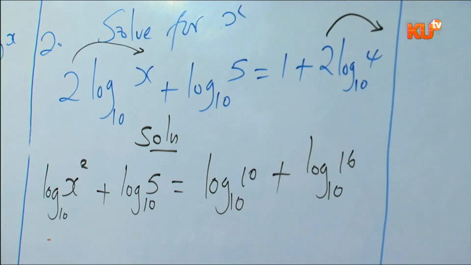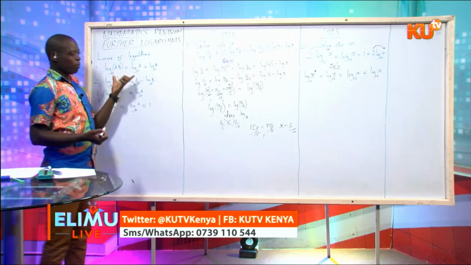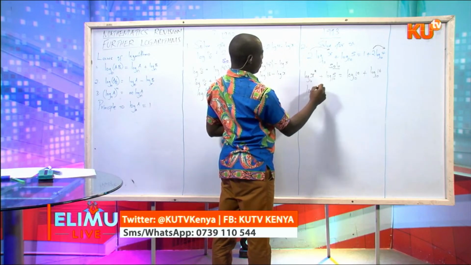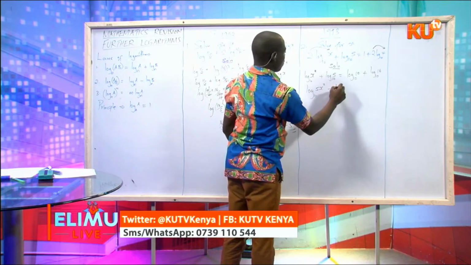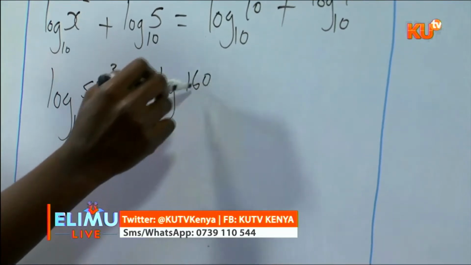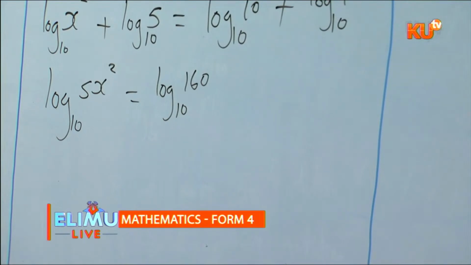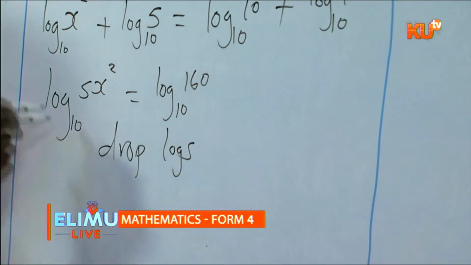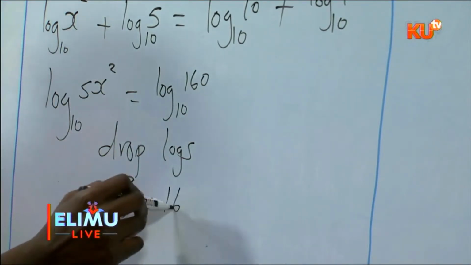Step number 2, we apply law number 1. Because of addition, we get multiplication. So we'll have logarithm of x squared by 5, that's 5x squared, base 10. Again, at this point, we have log 10 by 16, that is 160 base 10. Then what do you do next? We drop the logs. If we drop the logs, we drop the log plus the base. So we have 5x squared is equal to 160.